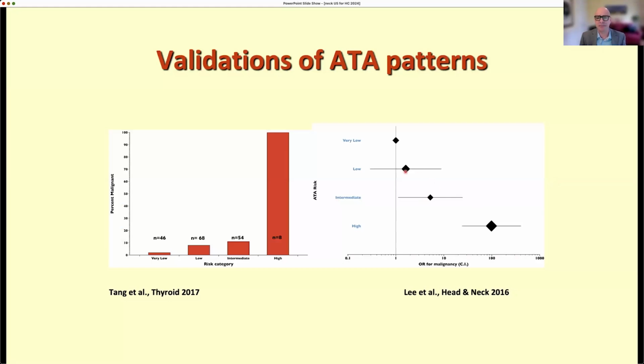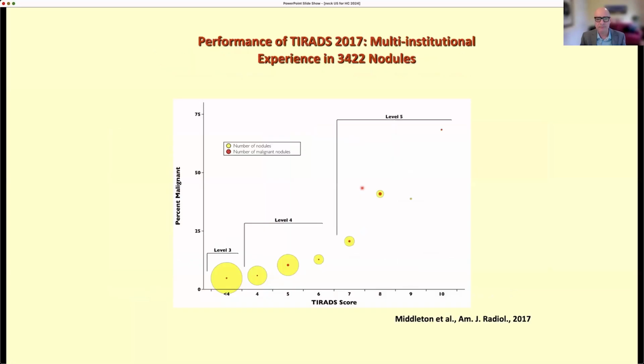And so these patterns have been validated. This is the American Thyroid Association pattern. They show you that as you proceed through the patterns, you have an increased risk for malignancy. And similarly, with the American College of Radiology pattern, as the score increases, you have an increased risk for malignancy.